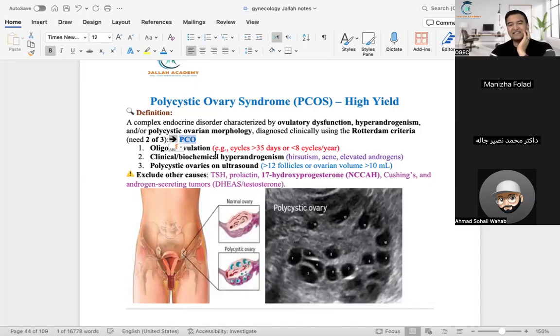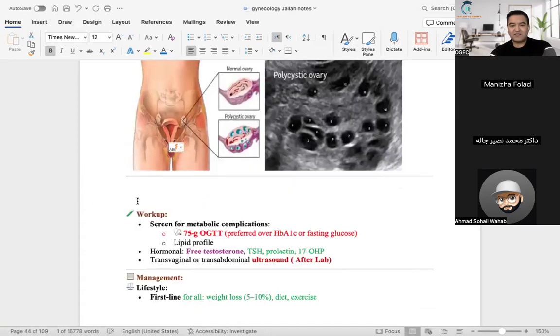And we should remember that this is an exclusion diagnosis. So you have to do the TSH, you have to do the prolactin, you have to do the 17-hydroxyprogesterone, and you have to rule out the Cushing syndrome and also androgen secreting tumor. So basically you have to exclude the other issues before doing imaging. So imaging or transvaginal ultrasound always once the lab workup is done.